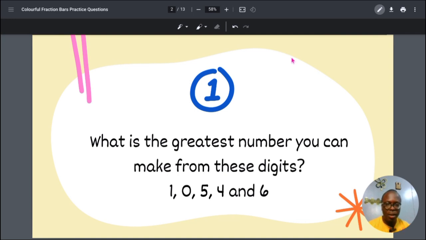So the trick of doing this is that you definitely should start from the biggest of those digits. If you want to make the greatest number, you shouldn't be starting from 1. You should be starting from 6, followed by the next big one. So that should give us a 6, then followed by 5, followed by 4, followed by 1, and then 0. So the biggest ever number you can get from these digits is 65,410. I hope you got that right.